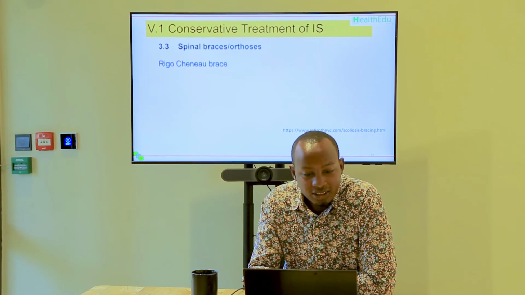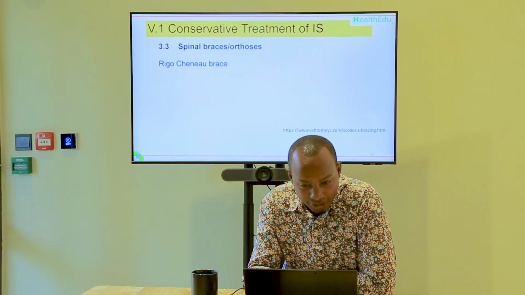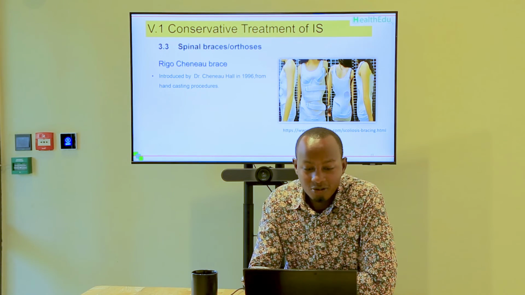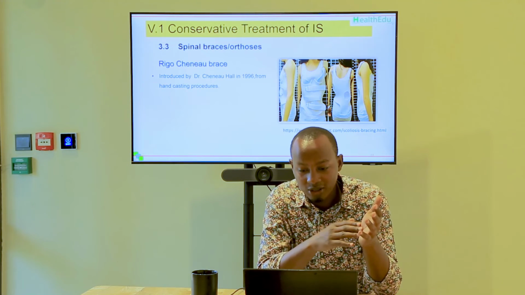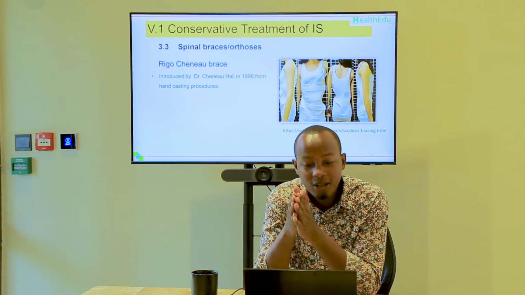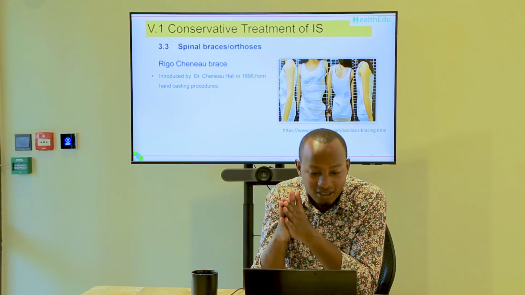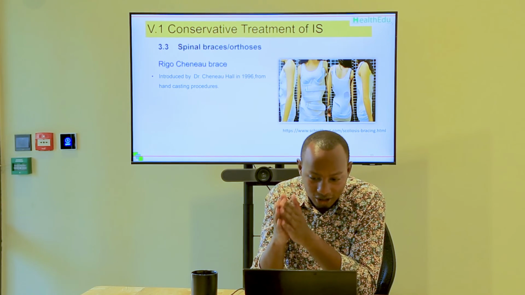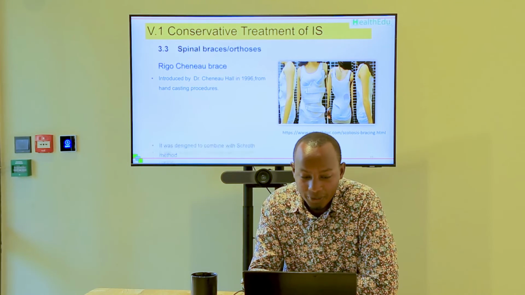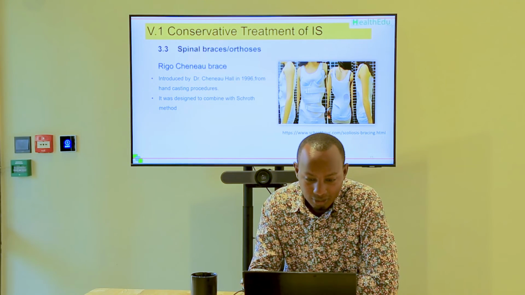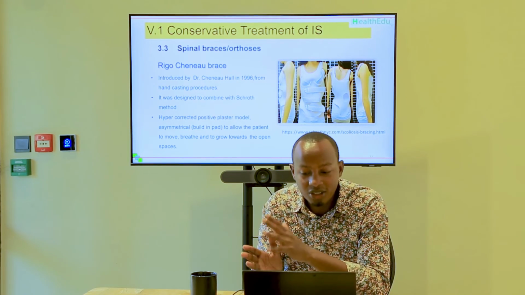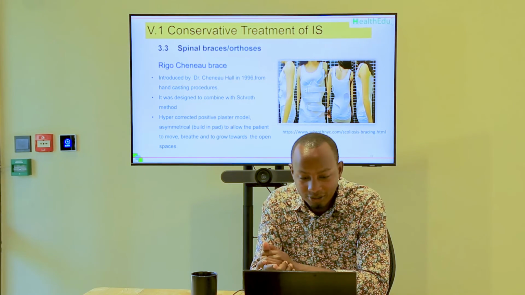The third one is the rigid Rigo-Cheneau brace. This is custom made, so different from the Boston brace. The Boston brace was prefabricated at first, and this one is hand casted from the patient. The patient comes, they have to be cast, and this has an overcorrection to the side which is non-affected.